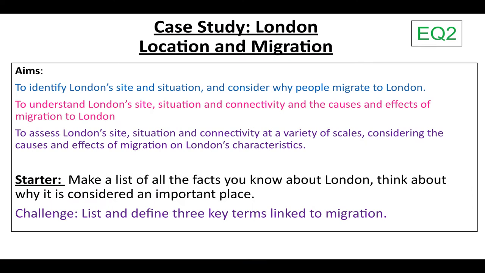So, just to start us off, can you make me a list, please, of all the facts that you know about London? Think about why it's considered an important place. What is it that we value about it? Why is it important? Why are we talking about it? Why have we chosen it as our case study? Okay, and if you can, please, 3 key terms linked to migration. If you can define the ones that are on that worksheet for me, that would be fantastic. If you don't know those ones, but you know some others, that is also fantastic. So, pause the video, get your worksheet open, and do the starter, please.